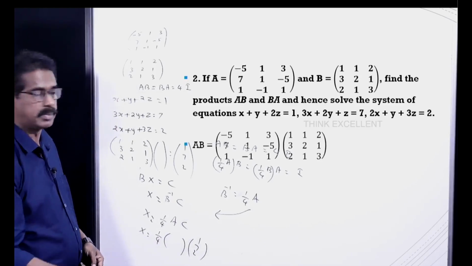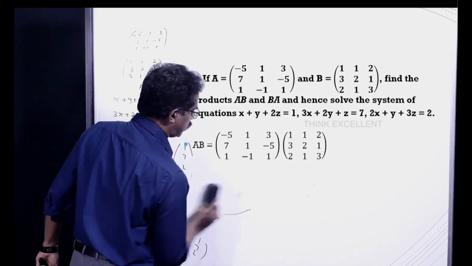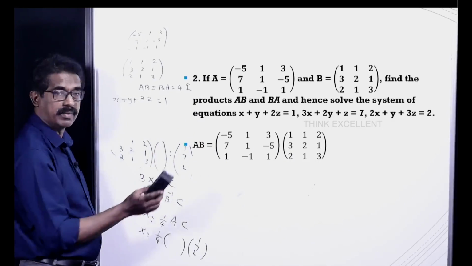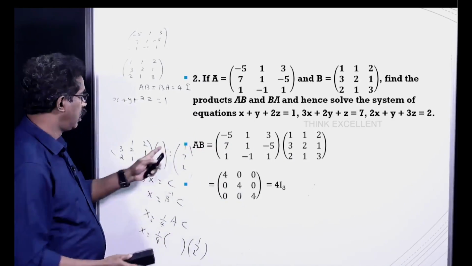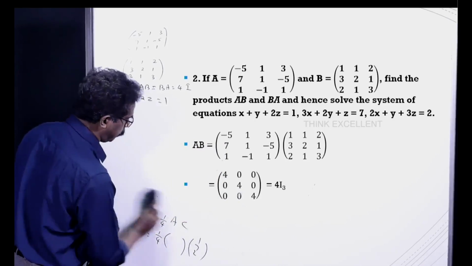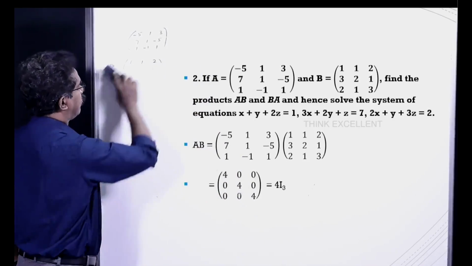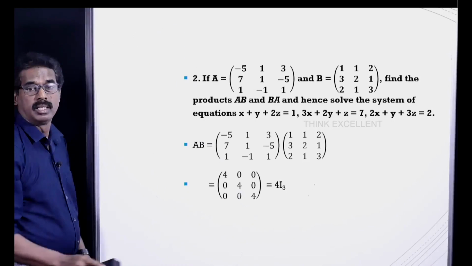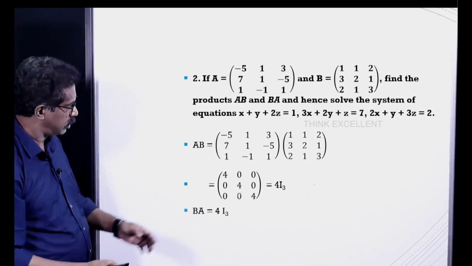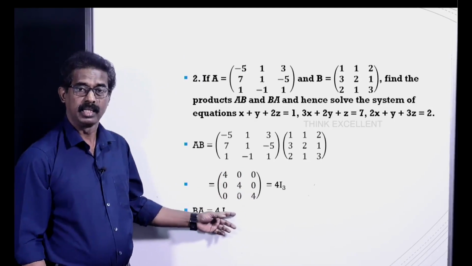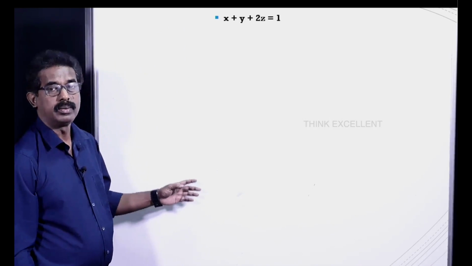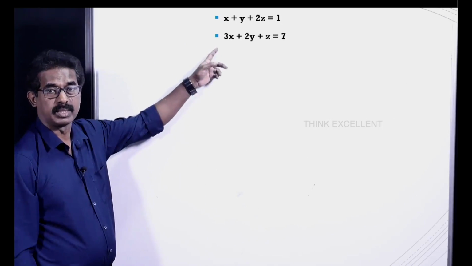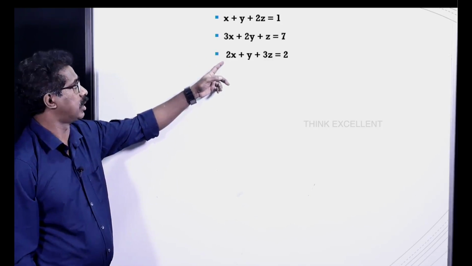Okay, so see the steps. First, you are finding AB. There they have given, here I have given only the answer. But already I explained how to find that AB, right? Then after finding AB, you find BA. BA I didn't work out, but you can write the same answer you are getting, 4I3. AB and BA. Now, the three equations: first equation, second and third. These are the three equations.